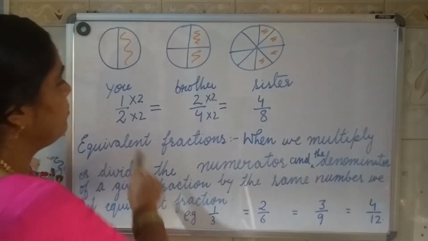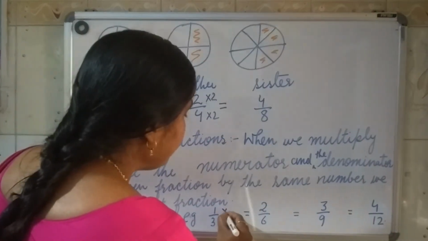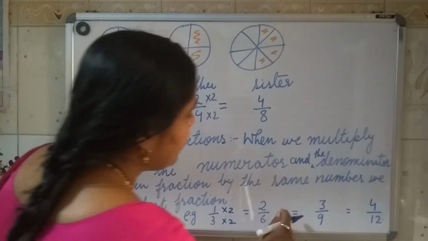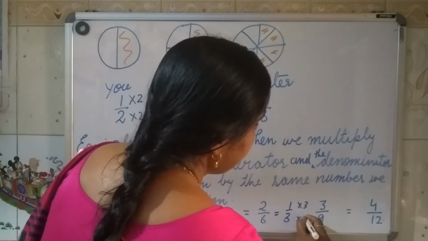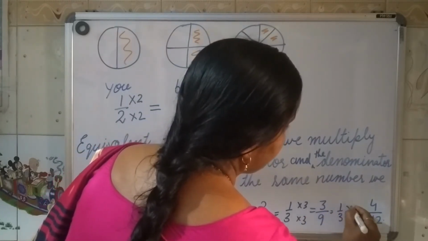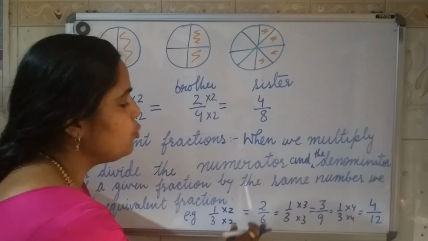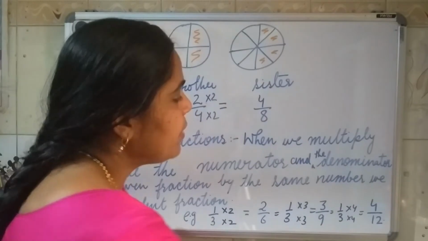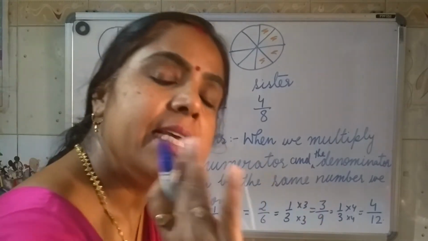For example, one example I gave you here, the second example is 1/3 as the fraction. If I multiply 1/3 by 2, I will get 2/6. If I multiply 1/3 by 3, it will be 3/9. Similarly, if 1/3 is multiplied by 4, it will be 4/12. So either it is 1/3, 2/6, 3/9 or 4/12, these all 4 are equivalent fractions. You can see these numbers are different, but the value of this fraction is the same.